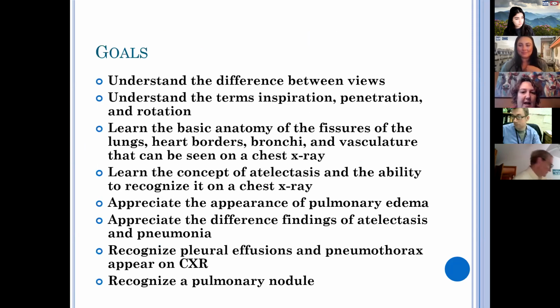So the goals for today, I'm not going to really read these out to you, but basically we're going to talk about the different terms that go along with chest X-rays and why it's important to determine if your X-ray is good or not. We'll talk a little bit about anatomy and some abnormalities that you can see in an everyday X-ray, and then we'll talk a little bit more about different types of diseases and pulmonary nodules.